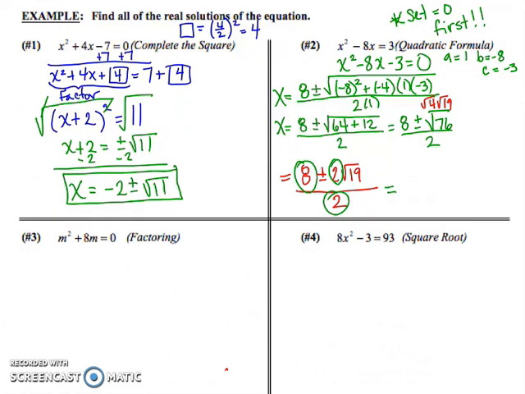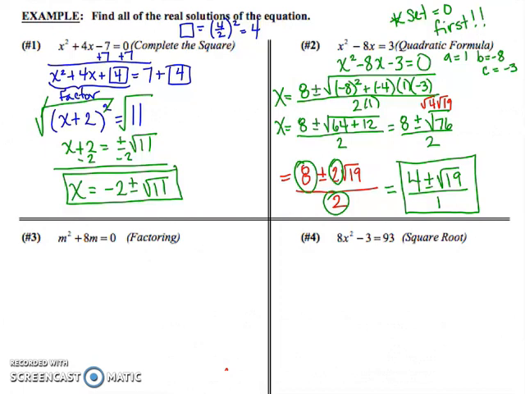So my final answer, 8 divided by 2 is 4, plus or minus 2 divided by 2 is 1. So 1 square root of 19 all over 2 divided by 2 is 1. Of course, you don't have to write over 1, but I'm just going to write that to emphasize that those are my two answers, 4 plus or minus the square root of 19.